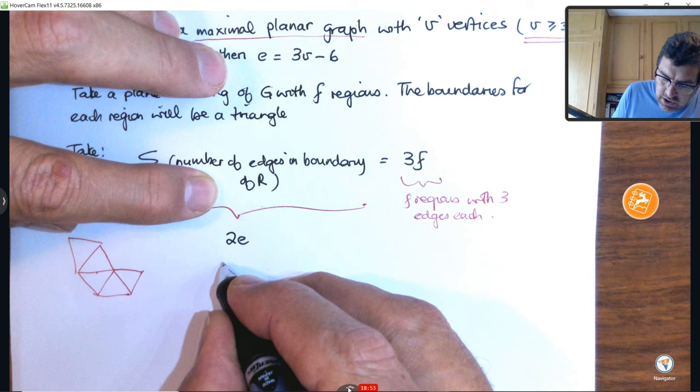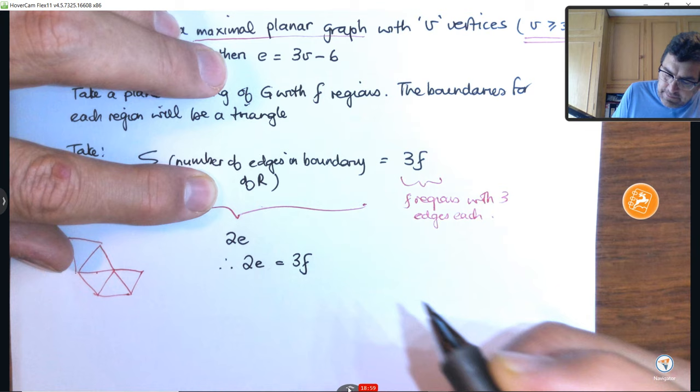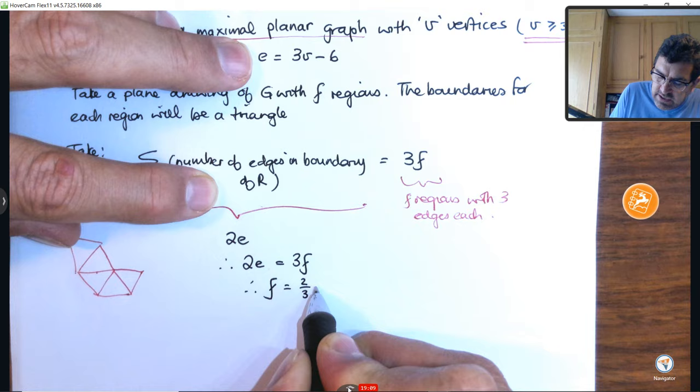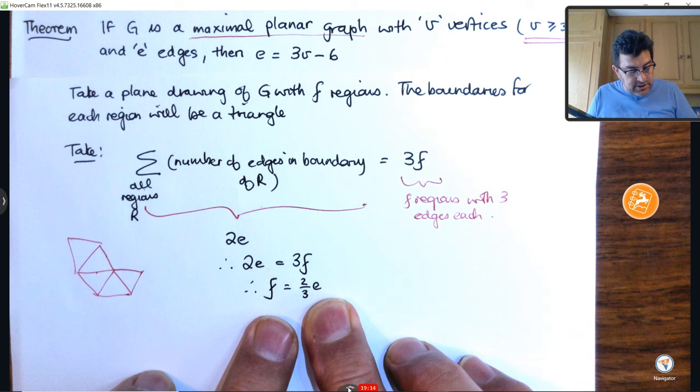Okay, so what do we know? We know that this is definitely the case. Okay, so I'm working towards a statement about the edges. So I'm going to say that F is 2 over 3 times the number of edges. The number of regions is 2/3 the number of edges. Okay, and then I'm going to go to Euler's rule and see if that is the case.